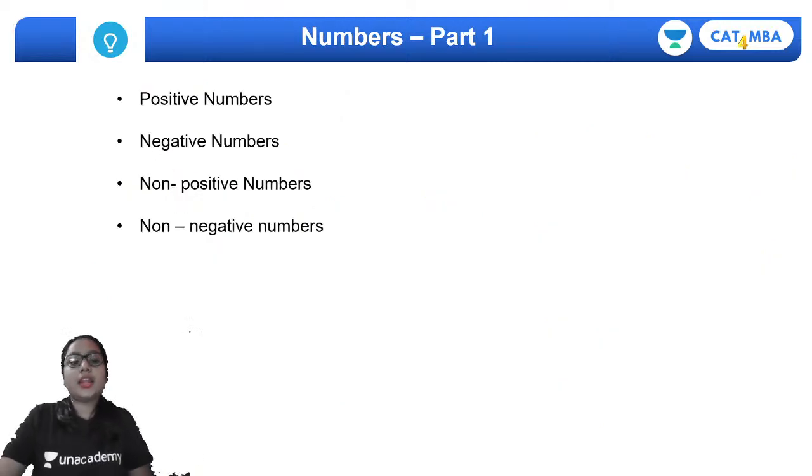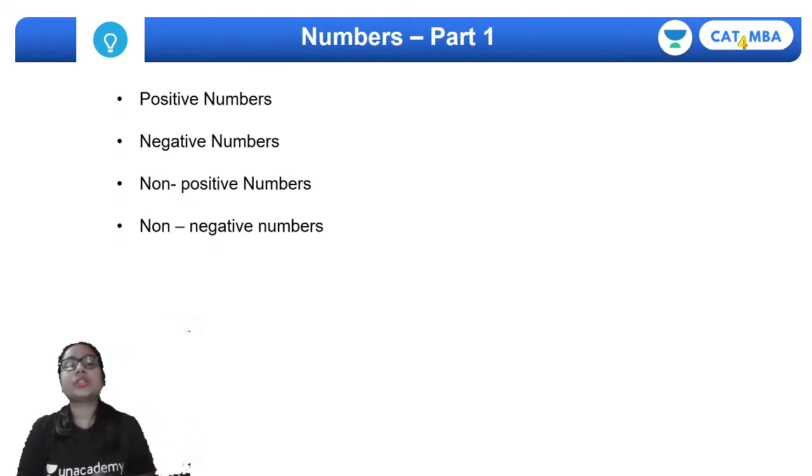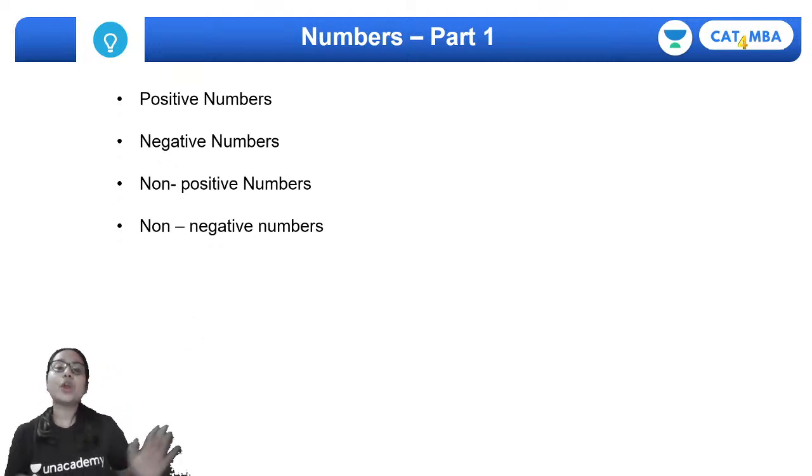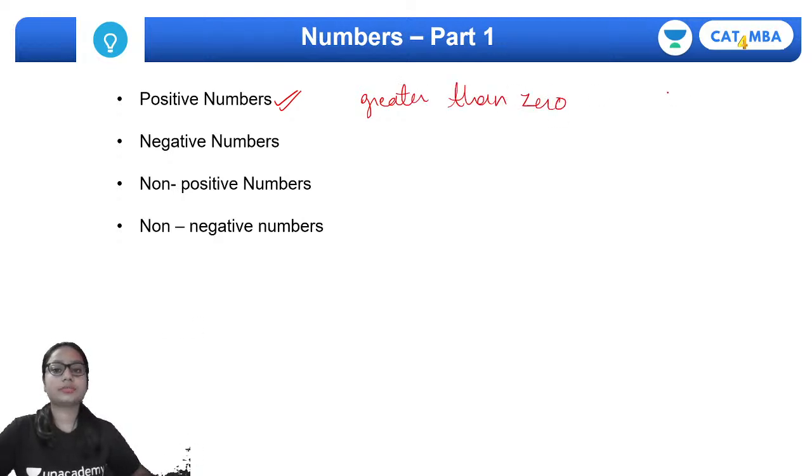Okay. Now very important point here. There are few terms that are used in the question. Suppose a question comes and it mentions that let x is a negative number, let x is a non-positive number. Okay, then what do we mean by these terms? Let's not get confused. Let us understand these terms properly. Okay, so positive numbers are the numbers which are greater than 0. Okay, negative numbers are the numbers which are less than 0.